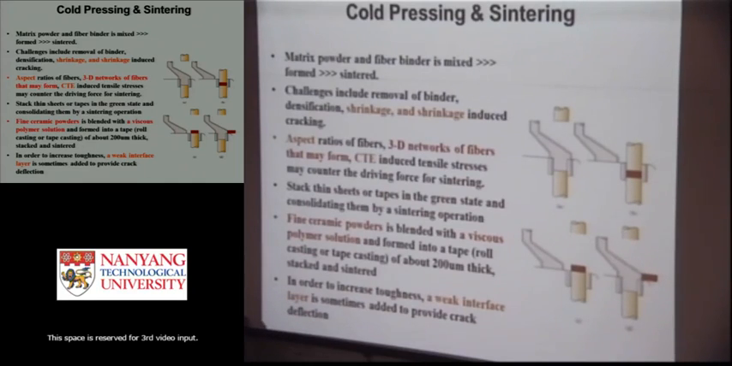This stress, we don't want it. Later on, if you use this material, this stress will be the weaker part. That means your material failure will start from that part, okay? So this is actually very important.